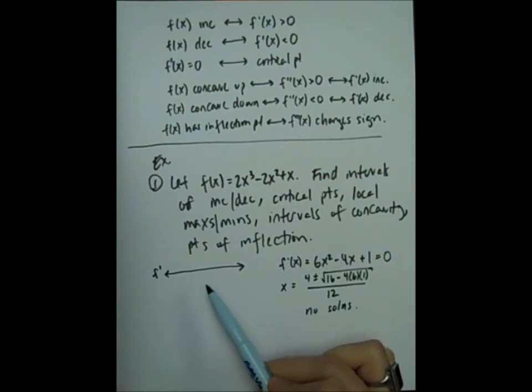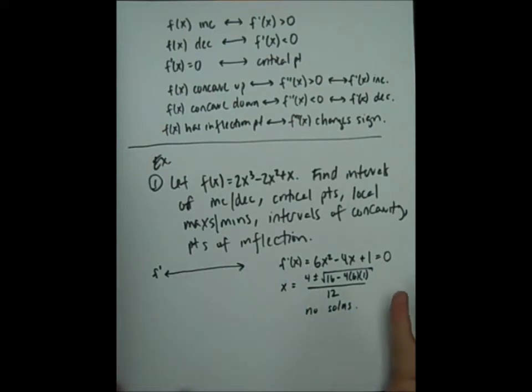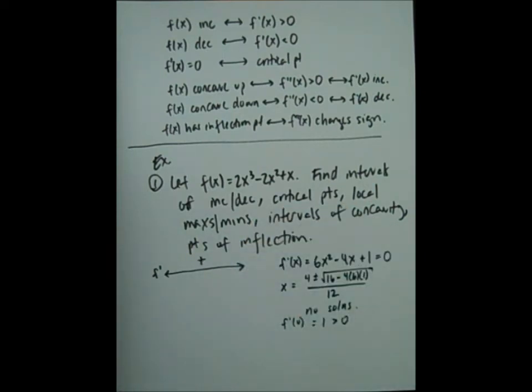So that means I'm not going to plot anything on f prime. Now I need to know if I put a plus or a minus above everything. So let me plug in a value. How about I plug in 0? If I plug in 0, I'm going to get 1, which is positive. So there's my graph of f prime.